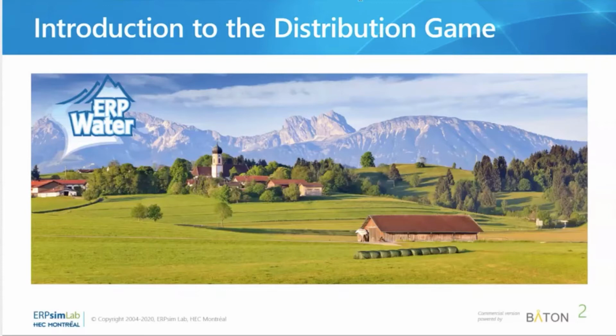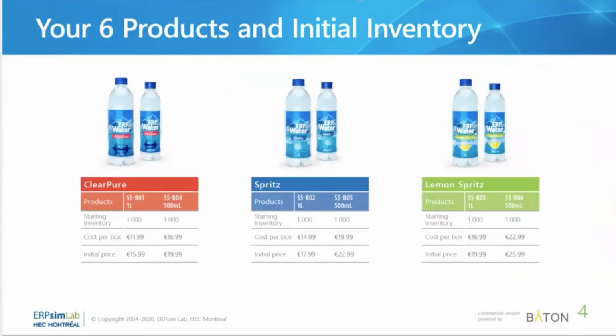Actually, the market is Germany now. It's the company that you are going to be running. To simplify everything, say you are dealing with only 6 products, and they are all water beverages. We have 2 types: a 1 liter water bottle or a 500 milliliter bottle, which is smaller than the other one. And you have 3 brands.